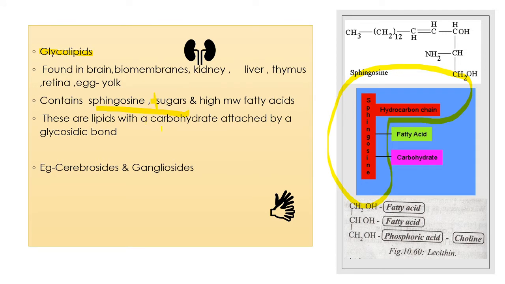So these are lipids with a carbohydrate attached with a glycosidic bond. This bond is called a glycosidic bond. This is an ester bond. And there are two examples which come under the glycolipid: cerebrosides and gangliosides. Cerebrosides are mostly present in the brain region, and the gangliosides are mainly present in the ganglions and nerve cells.